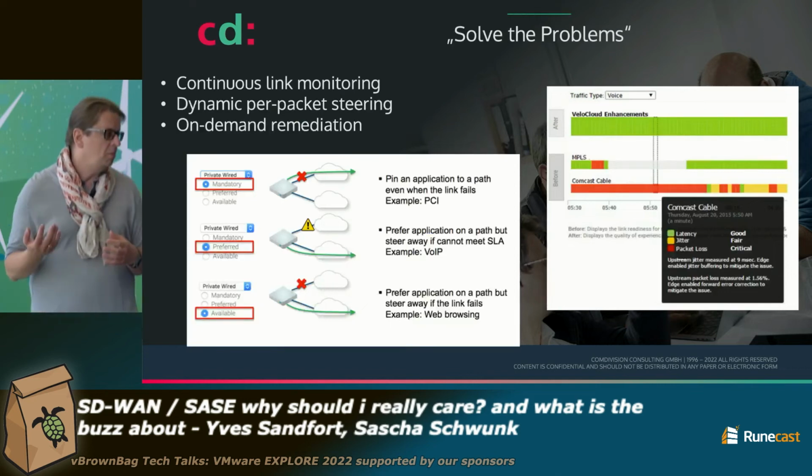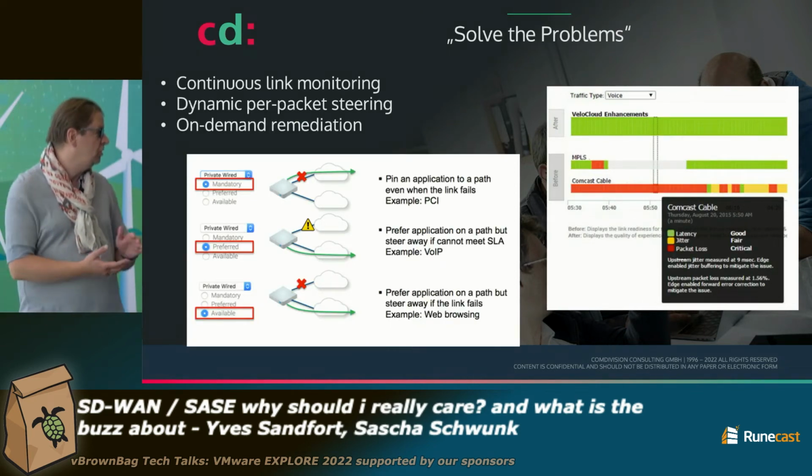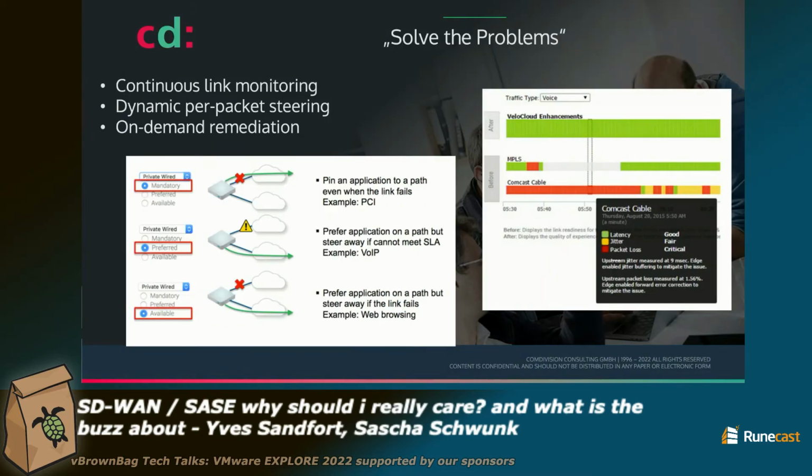But let's also talk about something else which we are solving with an SD-WAN solution, Sascha. Yes. Many times we have problems. We're using different internet connections. Here in this example, we have an MPLS connection and a Comcast cable. And many times we have high latency, or we have packet loss on these internet connections. And with SD-WAN, we can solve these problems.